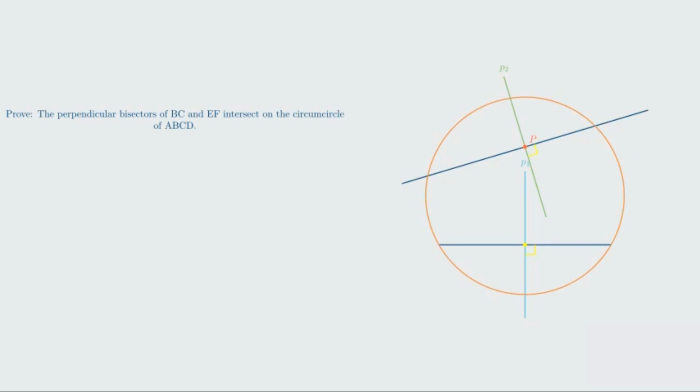The main goal of the proof is to show that this intersection point P must lie on the circle that passes through A, B, C, and D. In other words, P is also on the circumcircle. So our proof strategy will be to show that point P is equidistant from the center of the circumcircle as the points A, B, C, and D. If a point is the same distance from the center as all the points on the circle, then that point must also be on the circle. A key property of perpendicular bisectors will be essential here. Any point on the perpendicular bisector of a segment is equidistant from the two endpoints of the segment.